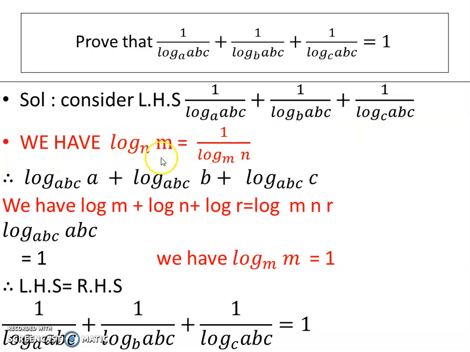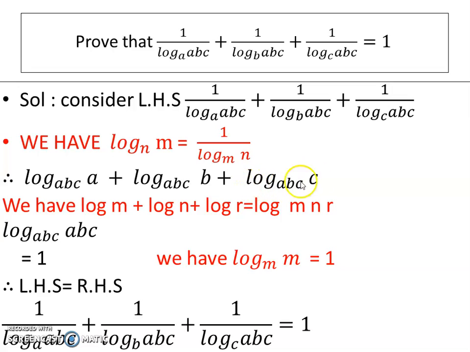We have the change of base rule. Log m to the base n is 1 upon log n to the base m. That is interchanging of base and number in the form of 1 upon. So we apply it to each and every term. Here the base is a, so it goes to number, and ABC goes to base. In the second term, same, 1 gets cancelled and interchange. Here the base goes to number, that is b, and the base is ABC.